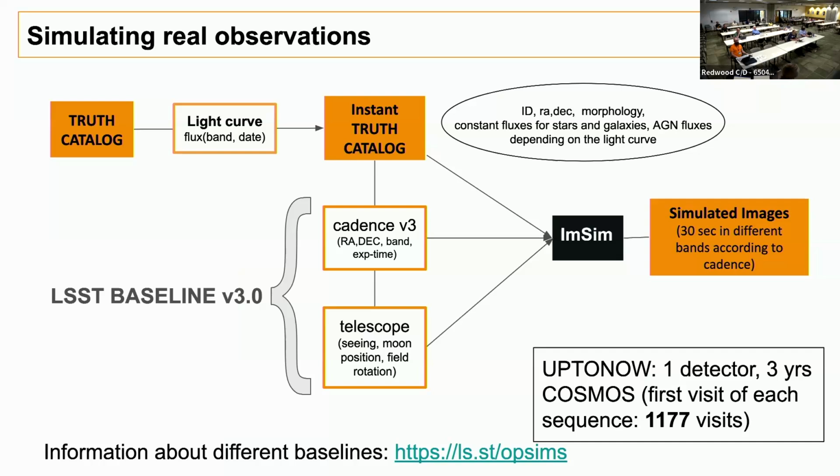And up to now, we have a small subset of simulations completed in the COSMOS field. So this is about 1,200 visits, single detector. And this is what we can do locally at our cluster. This is the scale of things.